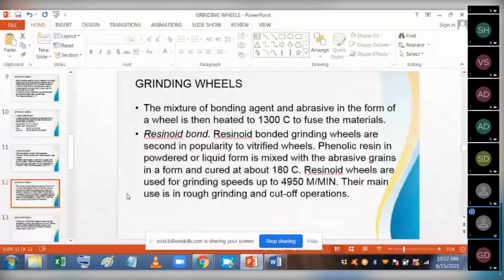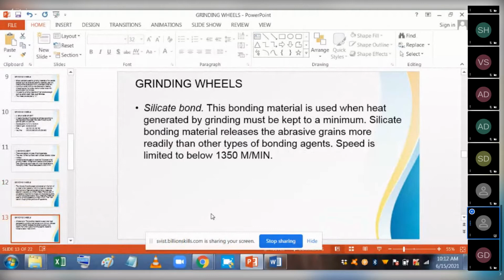Silicate bond is another bonding material. This material is used when heat generated by the grinding must be kept to a minimum. There are substances which are heat sensitive. If quite a huge amount of heat is generated, the component may get damaged. So silicate bonding material releases the abrasive grains more readily than other types of bonding agents. So the speed is limited to 1350 meters per minute.